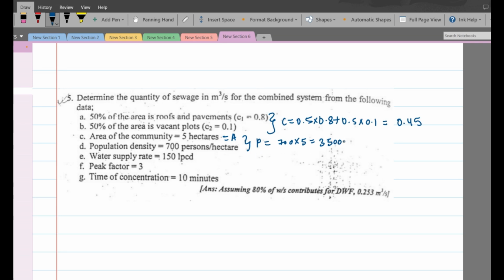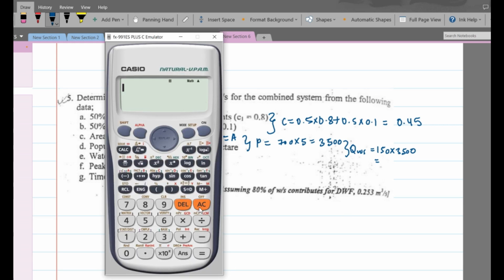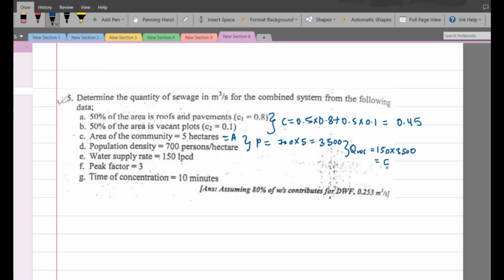Now for the quantity of water supply, it will be the water supply rate into this particular population, right? So quantity of water supply will be 150 into 3500. Let's calculate: 150 into 3500 will be 525,000 liters per day, right? So now peak factor is also given and water supply rate is 150 LPCD.